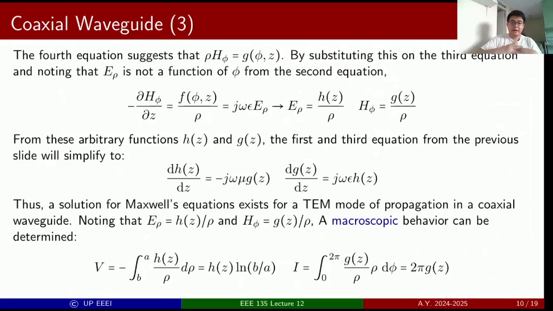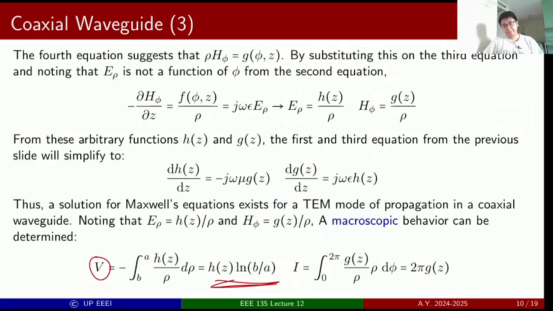We want to learn about the macroscopic behavior of the wave inside a coaxial waveguide. So we have to define it in terms of the voltage and the current. For the voltage, you have to integrate E dot dl. So you're integrating from your inner radius to your outer radius, and you will get this expression for your voltage.